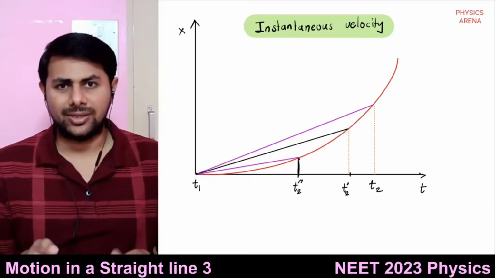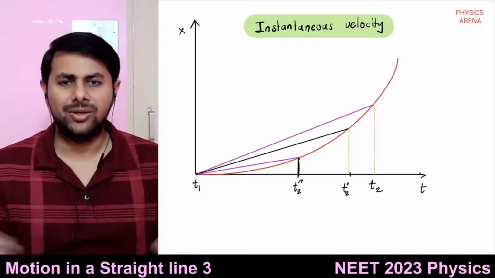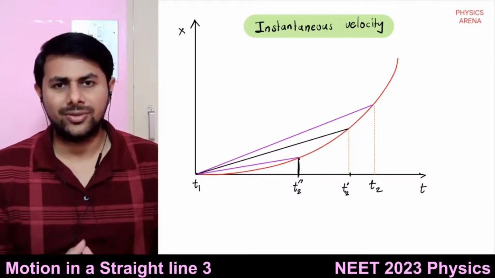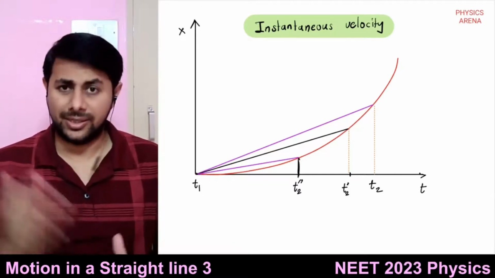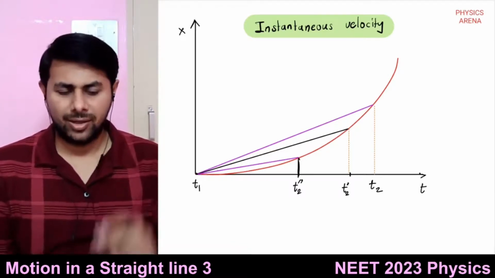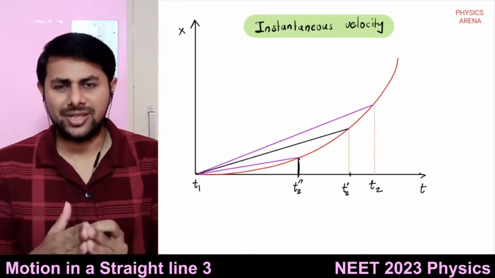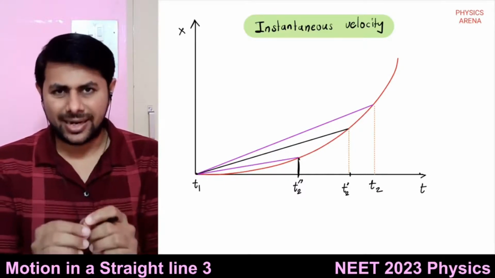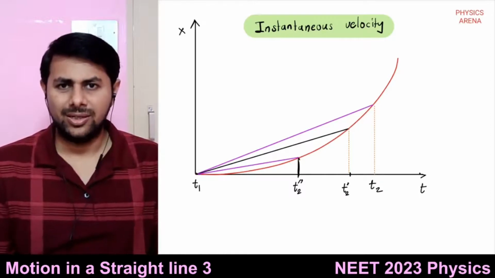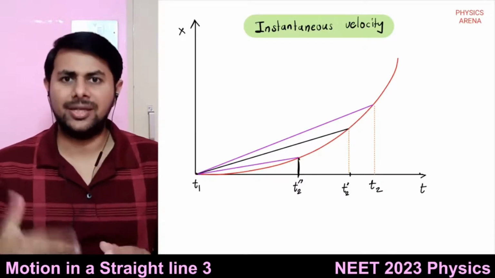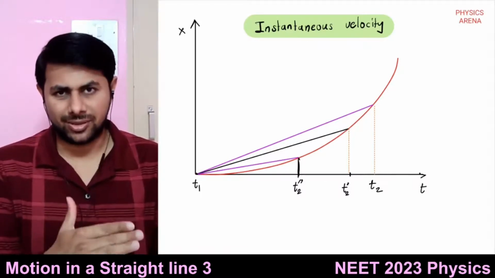So now you can imagine, if the time interval is made very, very small, vanishingly small, what happens to the line? The line will become tangential to the curve. If the time interval is made so small that you can't distinguish the difference between starting time and end time, it's almost zero, so you are finding velocity in an instant, then your line will be tangential to the curve.